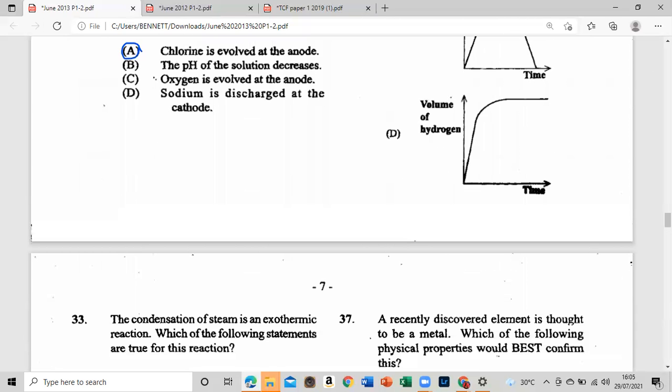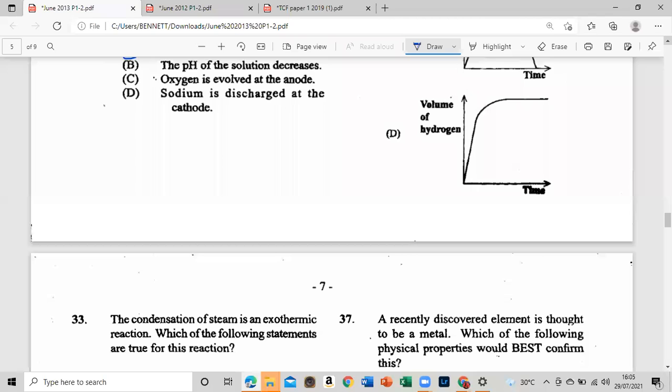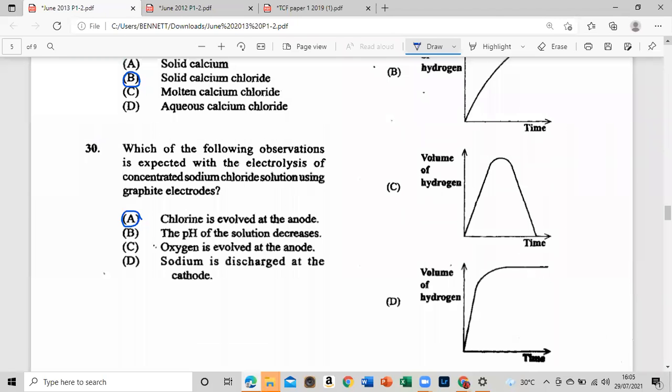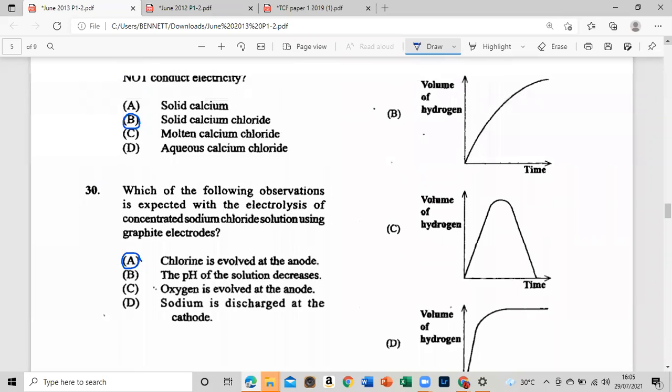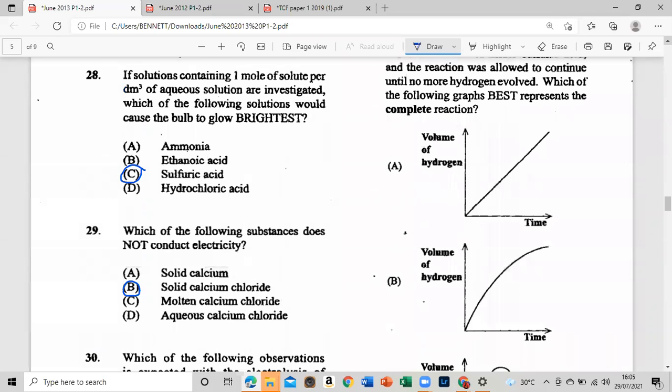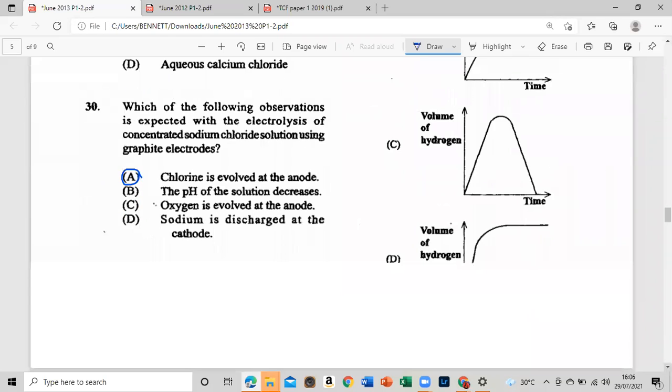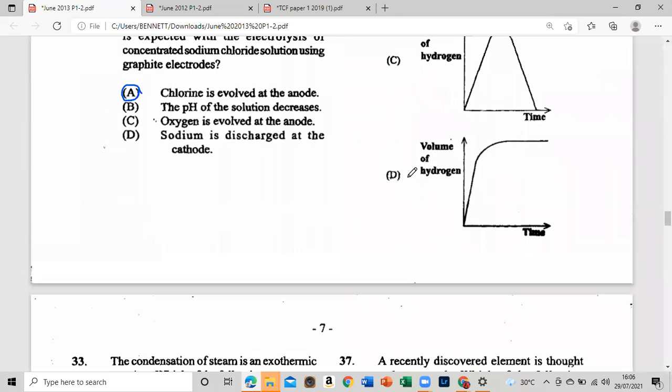Now let's go back up so you can see all of them at the same time. Alright, so look at these two. What's the answer, guys, for 32? How ready are you for the examination? Alright, so that is D.